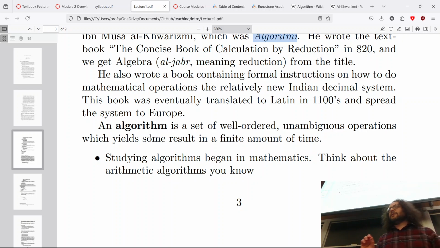Unambiguous. No ambiguity. There's no room for misinterpretation. Computers don't interpret things, so you have to tell them exactly what you're doing. Operations. Unambiguous operations. In other words, things that can't be confused. That yields some result. It gives us an answer in a finite amount of time, meaning before the universe ends. Okay? In other words, it doesn't go on forever.